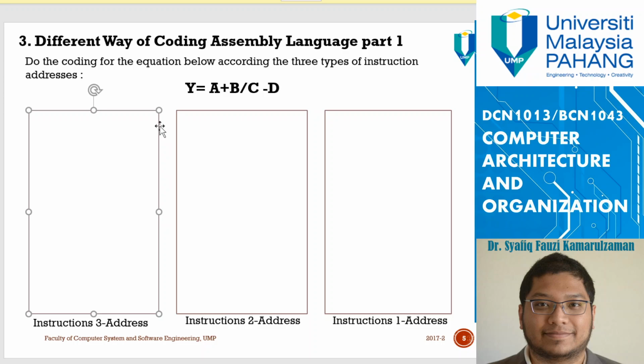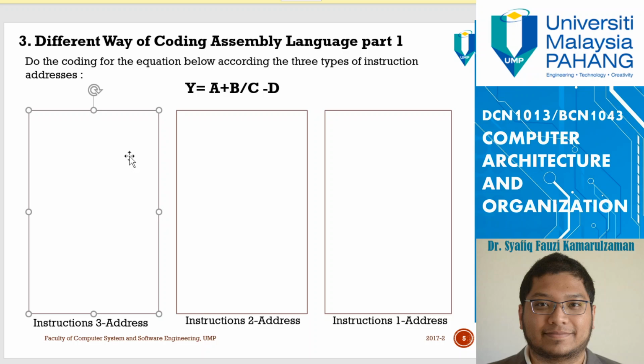So you have 3 instruction addresses here: 2 instruction address here and 1 instruction address here. Because this one is not like the simulator, you don't need to put in any values. You just write in the equation that you're supposed to do. So for 3 addresses, let's start with the equation.